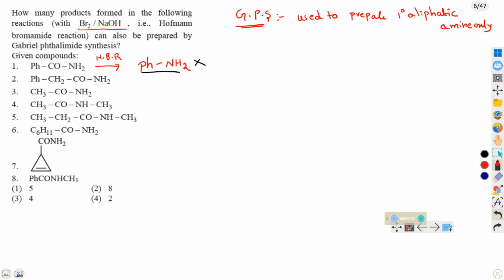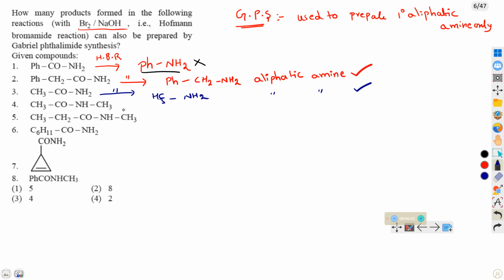Next one. PhCH2CONH2: Hofmann bromamide reaction takes place, then it gives PhCH2NH2. This is an aliphatic amine, so it can be prepared by Gabriel phthalimide synthesis. CH3CONH2 participates in Hofmann bromamide reaction, then it gives CH3NH2. It is also an aliphatic amine. It can be prepared by Gabriel phthalimide synthesis.